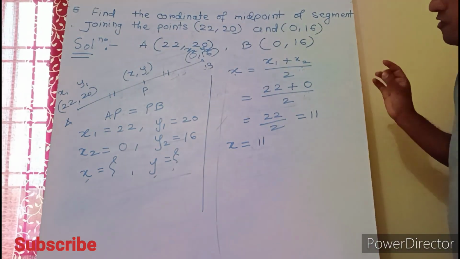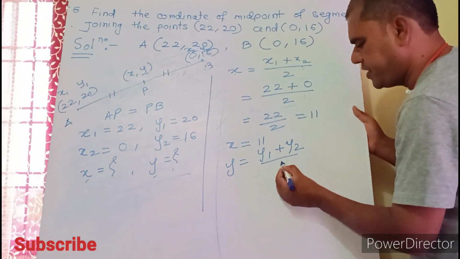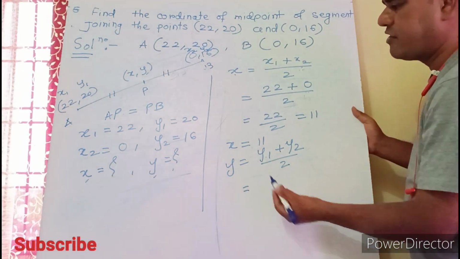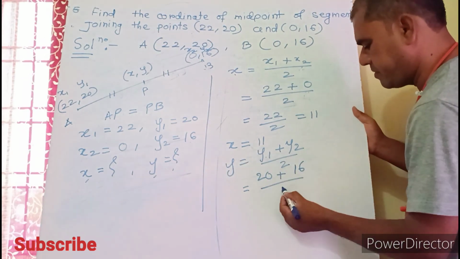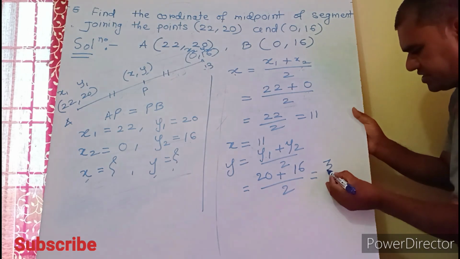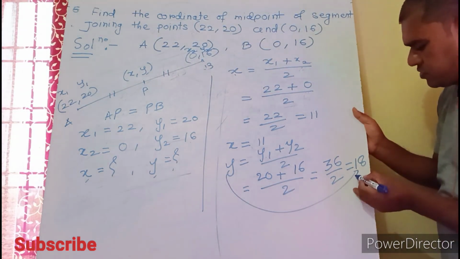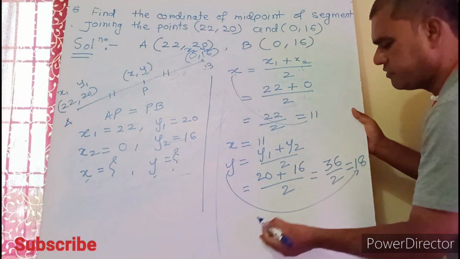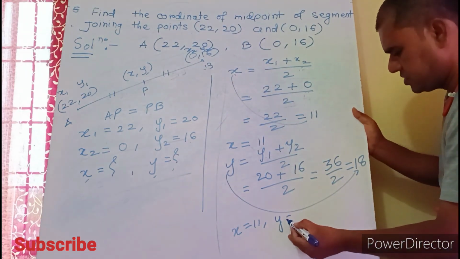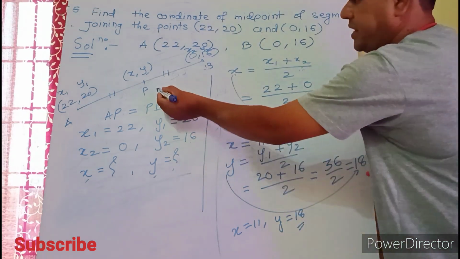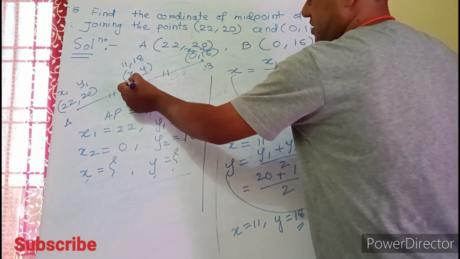Similarly, we can find the value of y. Therefore, y will be equal to (y1 plus y2) divided by 2. Therefore, equals the value of y1, that is 20, plus y2, that is 16, divided by 2, equals 36 divided by 2 equals 18. Therefore, x equals 11, y equals 18. Therefore, this point P has coordinates (11, 18). This P is the midpoint of this segment AB.